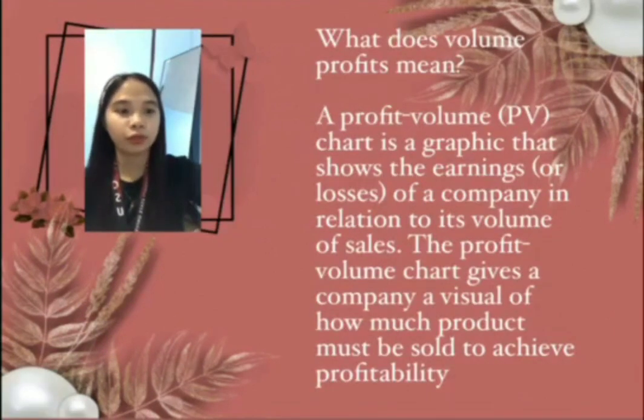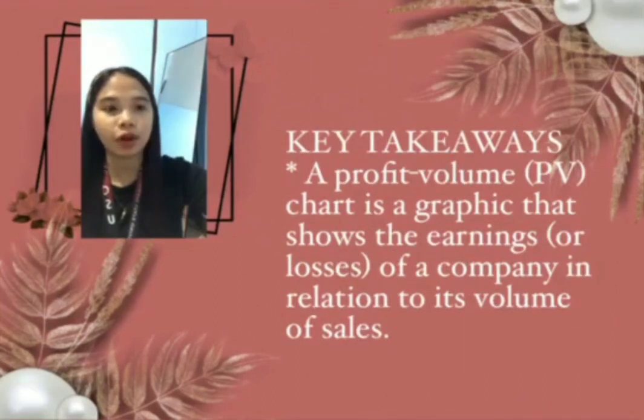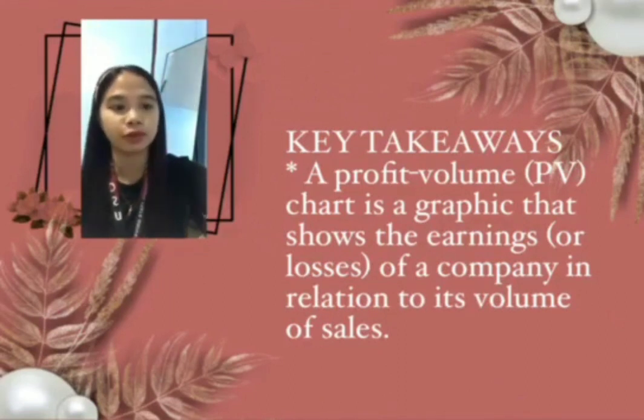What does profit volume mean? A profit volume or PV chart is a graphic that shows the earnings or losses of a company in relation to its volume of sales. The profit volume chart gives a company a visual of how much the product must be sold to achieve profitability. The takeaways of profit: a profit volume PV chart is a graphic that shows the earnings or losses of a company in relation to its volume of sales.